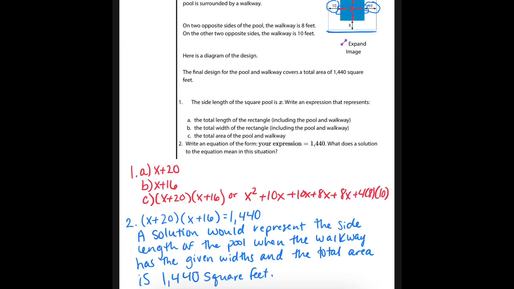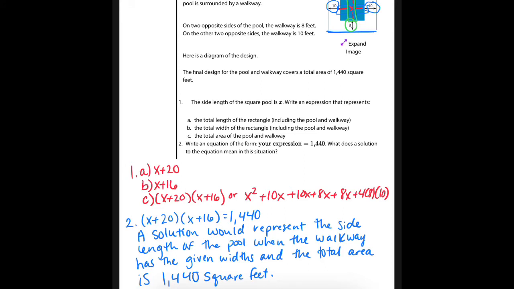And then B, the total width of the rectangle. We would use our 8s and our x length, so that would give us x plus 16. For the total area of the pool and walkway, you would do x plus 20 times x plus 16, because that gives you your length times your width. Or you can write it as x squared plus 10x plus 10x plus 8x plus 8x plus 4 times 8 times 10.